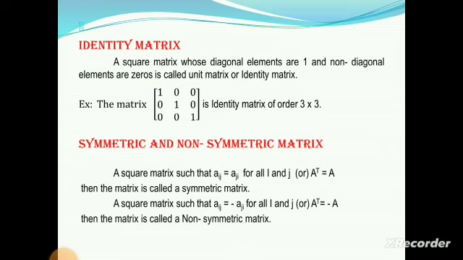What does transpose mean? Transpose means you rearrange the matrix's rows and columns vice versa. That is, the row values become columns and the column values become rows, and then you get the transpose of the given matrix. Now, if the transpose of the matrix and the given matrix have the same values, then it is called a symmetric matrix. If Aij is equal to negative of Aji, then we can say that this matrix is a non-symmetric matrix.